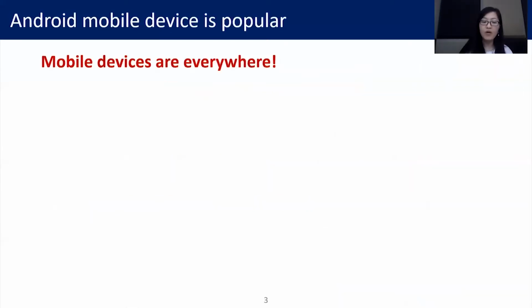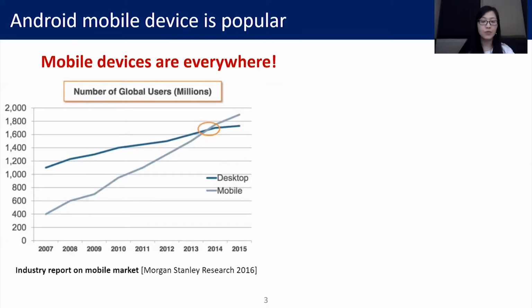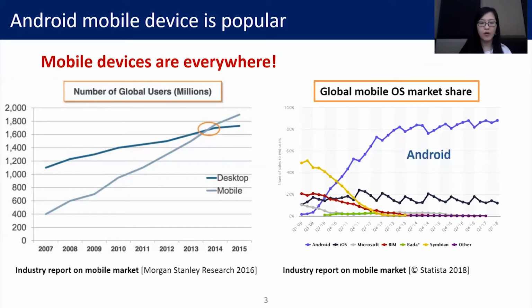Now, mobile devices are everywhere. This figure shows the number of global users. The deep blue line is the number of desktop users. The light blue line is the number of mobile users. The number of mobile users has surpassed the desktop users since 2014. This figure shows the global mobile OS market share. Different color lines represent different OS. We can see now 80% of mobile devices use the Android system.